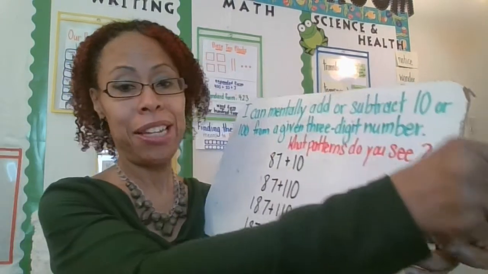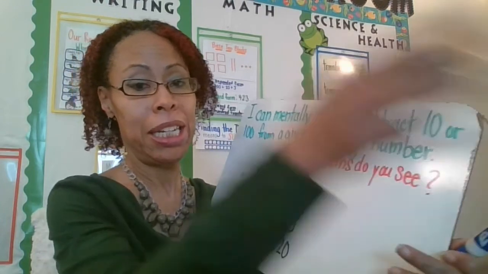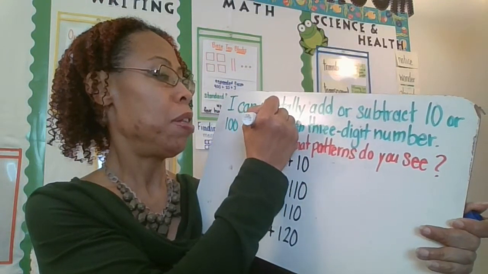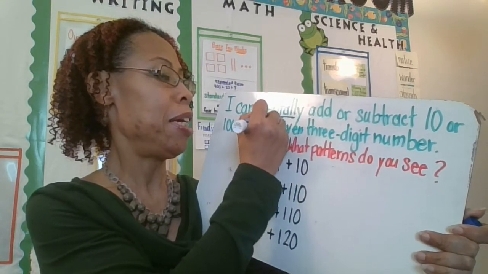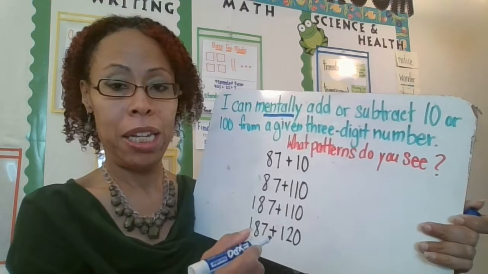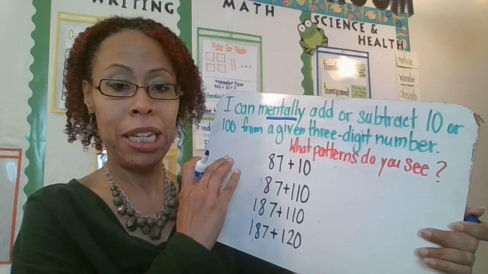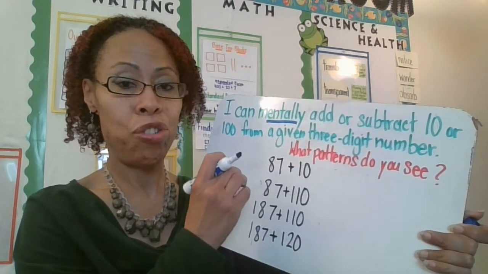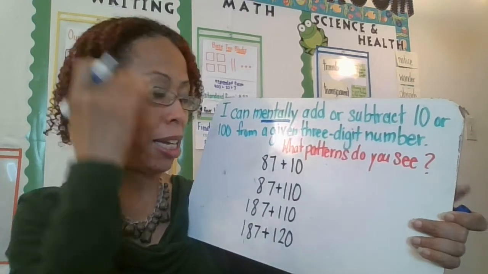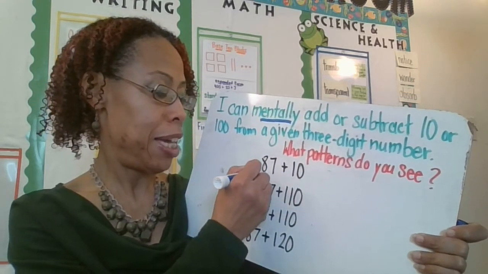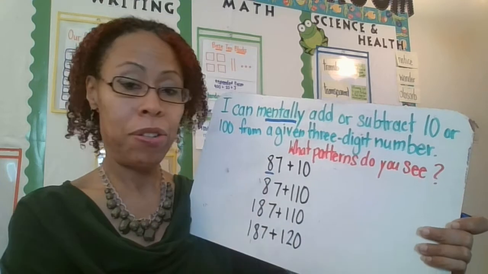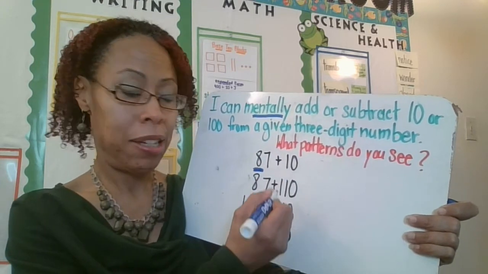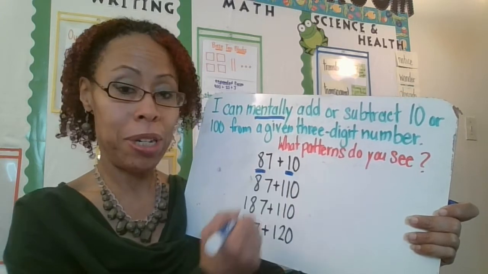All right, so first things first. We have 87 plus 10 more. Again, mentally means that you should be able to do this math in your head. If you're adding 10 or adding 100 or subtracting 10 or subtracting 100, you should be able to do it in your head. All right, so we know we have 87, so there's 8 tens. And now we're going to add one more 10.